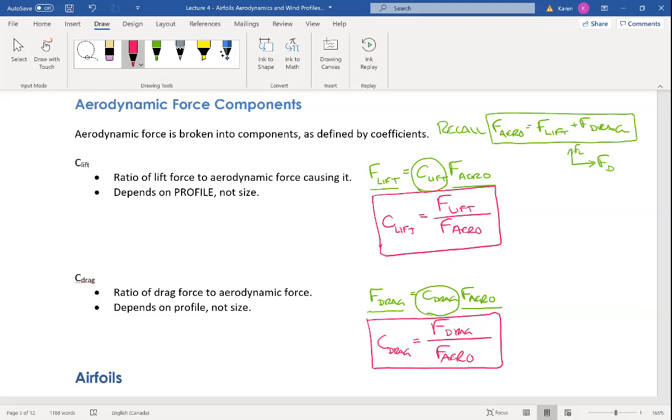So it does not depend on how big a wing profile or a blade profile is. It depends entirely on profile. So it is shape dependent, not size. So a profile that looks like a rectangular object is very different than what we have in a wind turbine, which is an airfoil type of profile. So how much lift force or how much drag force you can get out of something depends on the shape of the object.